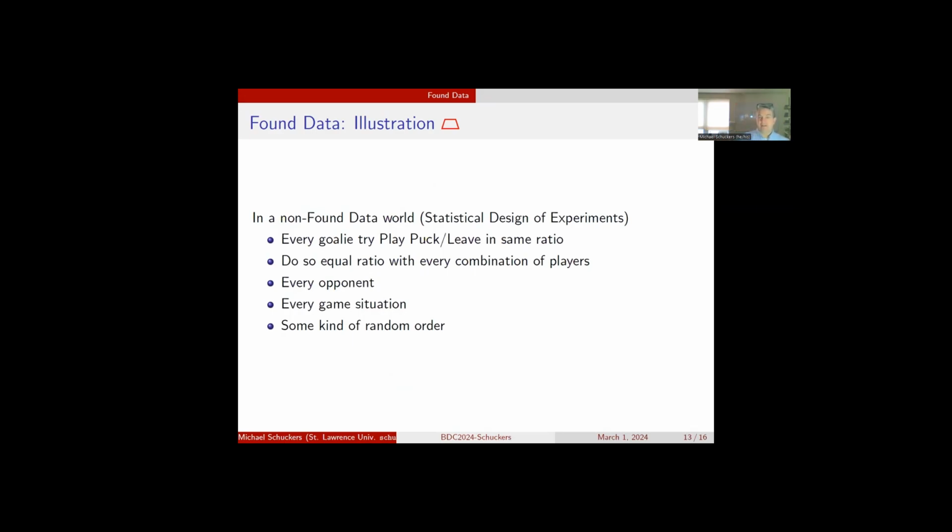In a non-found data world, if we had a statistical design, every goalie would play the puck or leave in the same sort of ratio. We do equal ratios with every combination of players, every opponent, and we might do this in some random order. That's a nice theoretical world, but I'll just highlight that there is a whole area of research on statistical design. And I think that there are some hockey teams that do think about these sorts of things and try a lot of different combinations early in the season to get a handle on the sorts of things that work.